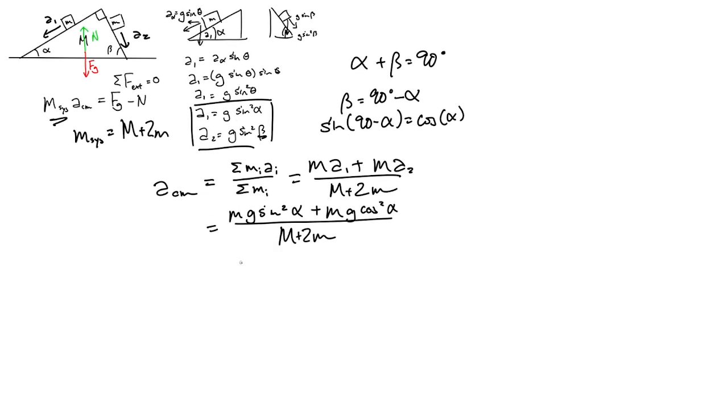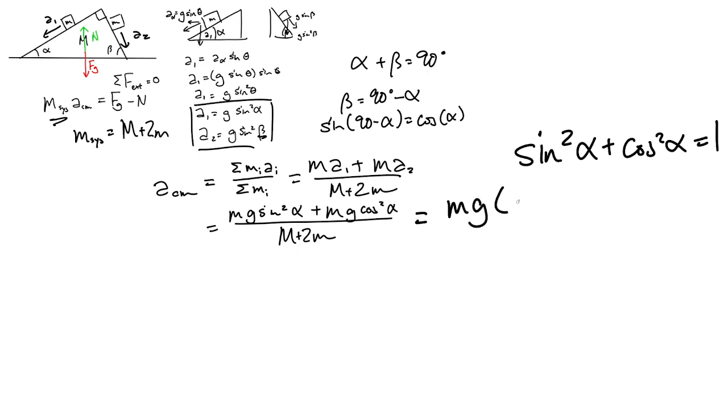But anyways, this means that we have another little trig thing. We know that sine squared plus cosine squared is equal to 1. So we can say that this equals mg times sine squared alpha plus cosine squared alpha. We can factor this out, which means that this is just equal to 1. So this is mg over m plus 2m.